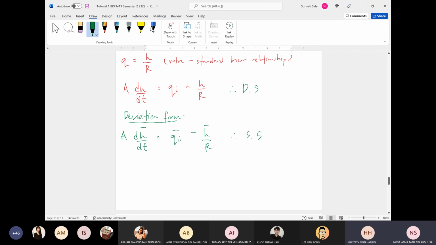Now in the deviation form, the dynamic minus the steady state, your equation becomes A dH prime over dt equal to Qi prime minus H prime over R, where in this case we know that H prime equal to H minus H bar, the deviation between the dynamic and the steady state, and Qi prime equal to Qi minus Qi bar.